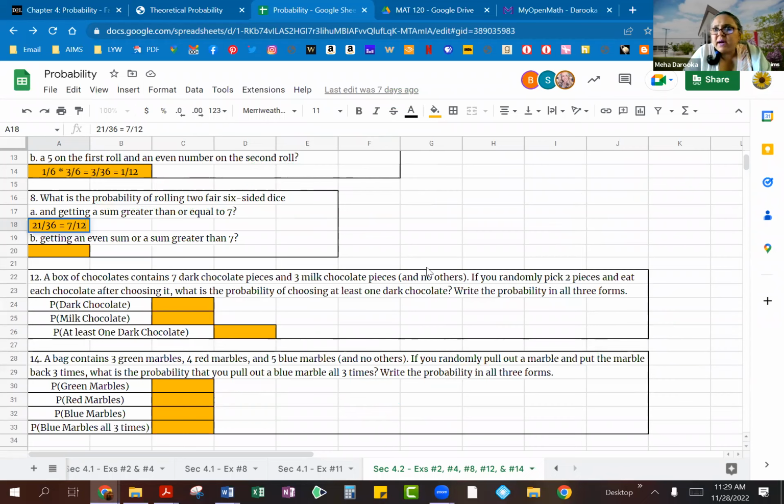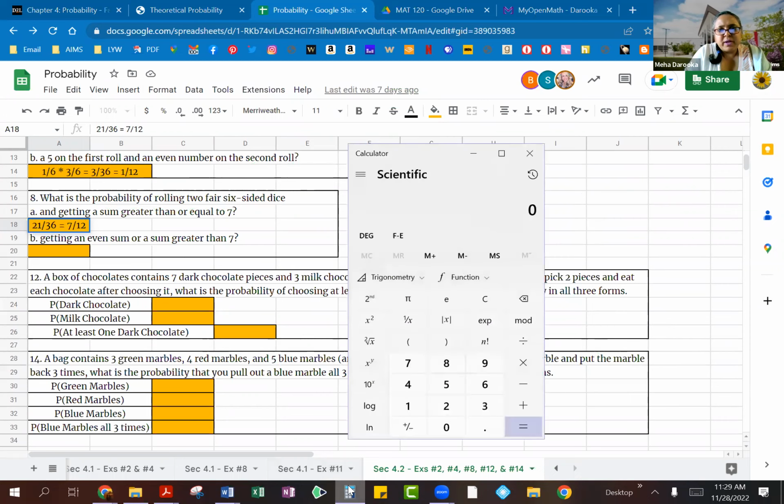decimals? Do they want fractions? Do they want percentages? You can change it accordingly. So if you wanted to change the 7 out of 12 into a decimal or a percentage, just go ahead and divide that fraction. 7 divided by 12, you can see it comes out to be 0.583333 repeating. If you wanted to change this to a percentage, multiply it by 100, and you get 58.33333%.